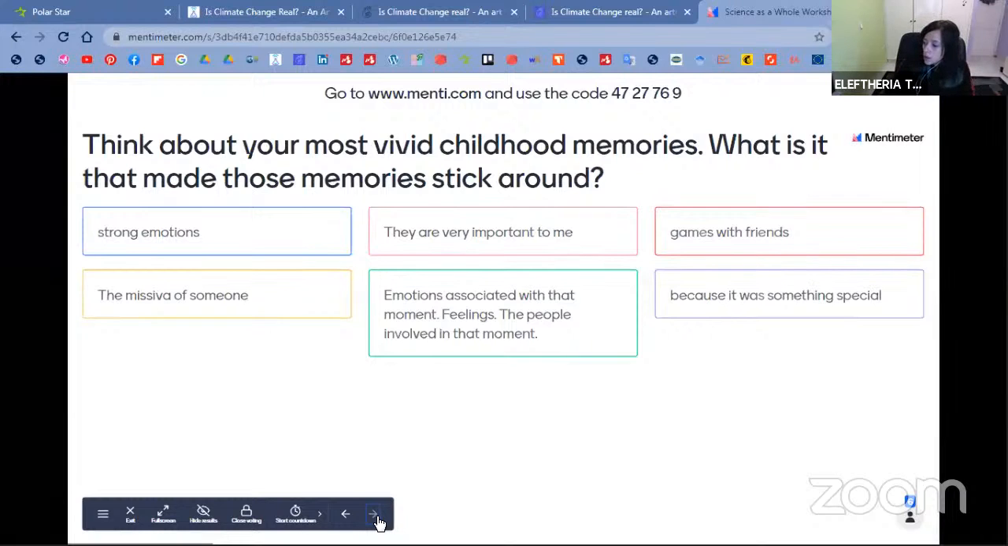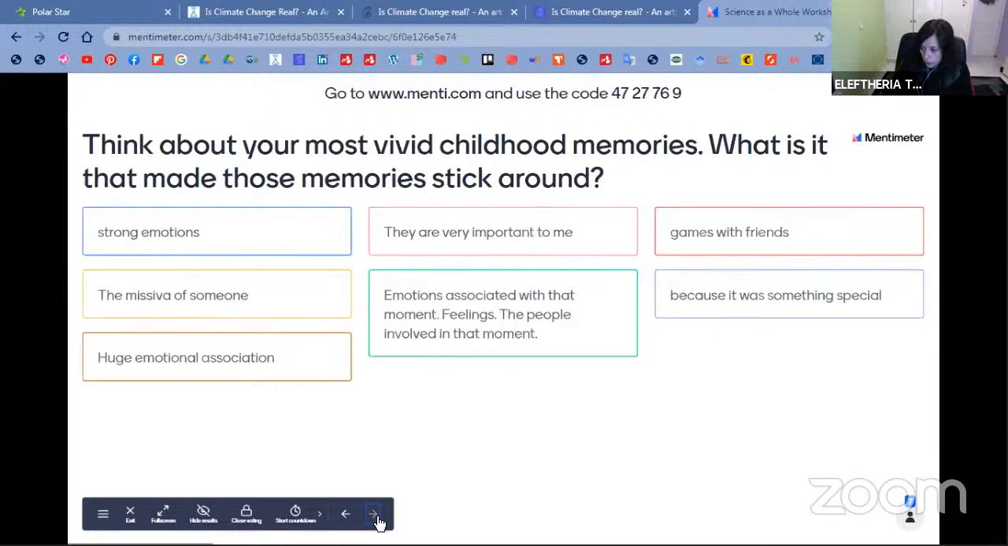Okay, so these are all great answers. I would sum them up in two words. I would say significance and emotion. These are the two main things that you're actually telling me through your answers. So it's either something that is highly emotional to you, or something that you feel is very important, very significant to you, and you're totally right.